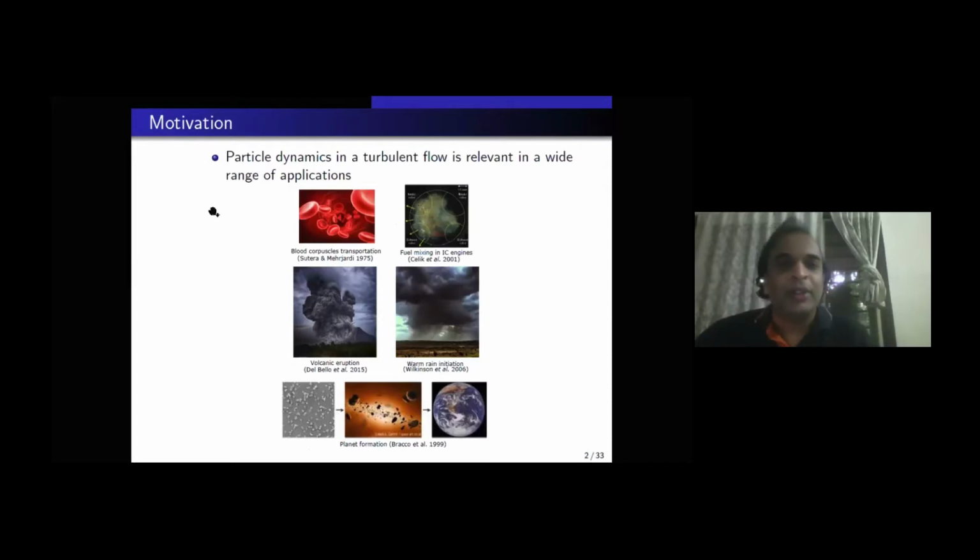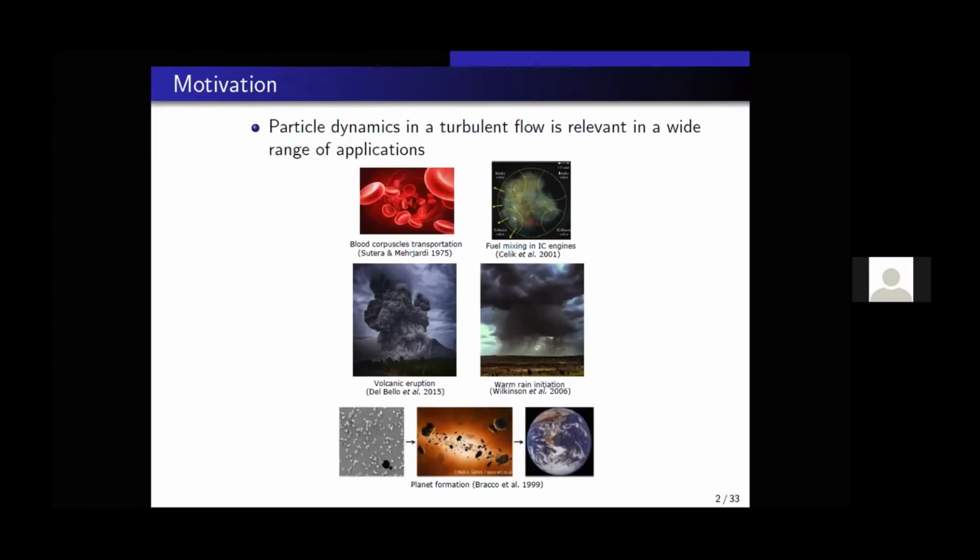To start with, particle dynamics in a turbulent flow is relevant in a wide range of applications, as we all know. Some examples are shown here, highlighting the fact that the range of time and spatial scales can be quite wide. Shown at the top is an example of blood flow. Then it's relevant for fuel mixing in internal combustion, volcanic eruption, and warm rain initiation, which is the problem I will spend a little more time on. And even very large-scale phenomena like planet formation. It's believed that particle dynamics or particle collisions in background turbulent flows is quite important.